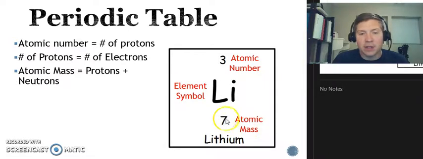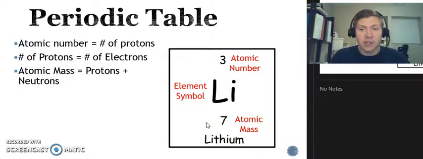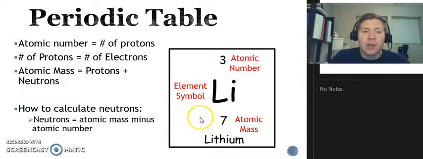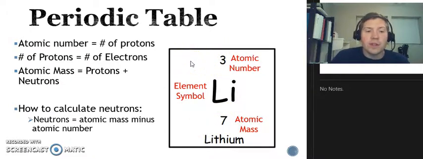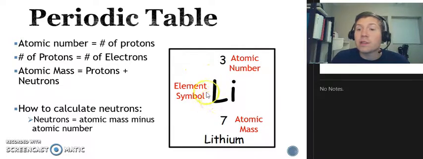Now, what the atomic mass down here represents, this 7, the way we calculate the mass of an atom is adding up the protons and neutrons. They are much, much bigger than the electrons, so they contribute almost the entire mass of the atom. So the periodic table will not generally say how many neutrons are in an atom, however you can calculate it. To calculate it, we just do the atomic mass minus the atomic number. So 7 minus 3 equals 4, so lithium would have 4 neutrons in its nucleus.